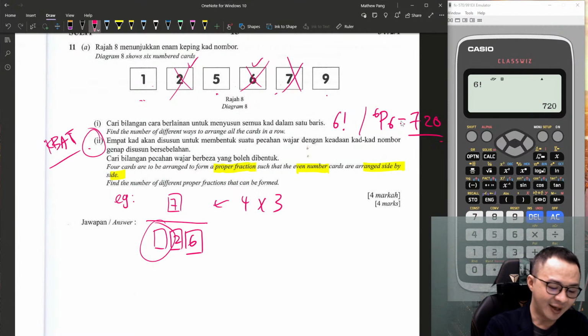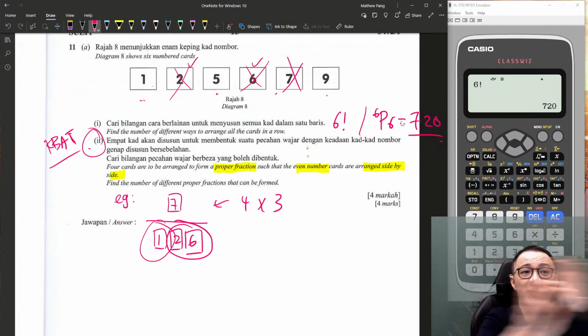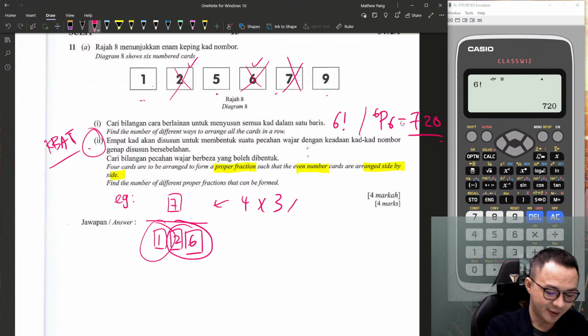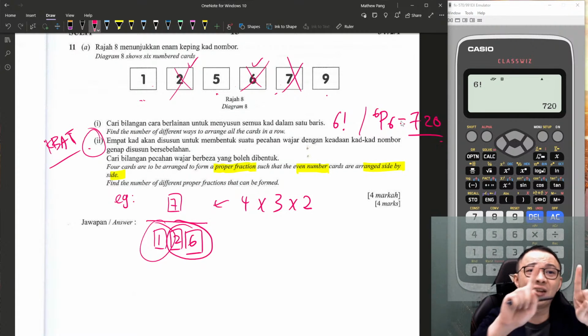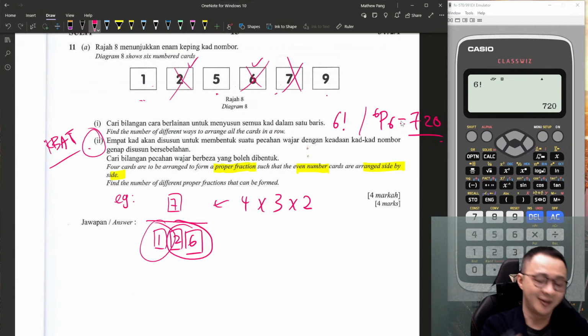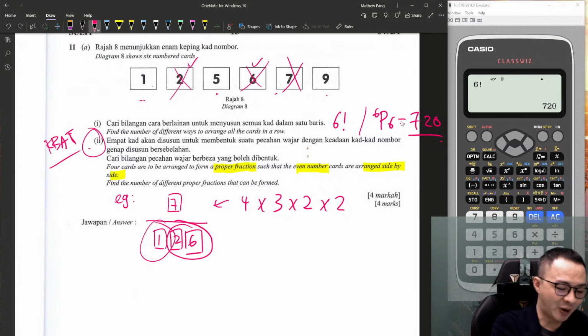Okay, then I don't care what number I insert in here, because 2 and 6 must be arranged side by side. So what I will do here is, I know 1 and 2 and 6 can swap place, right? So it is 2, or 2 factorial. And 2 and 6 itself can still swap place also, right? So times 2. Okay, let me explain one more time.